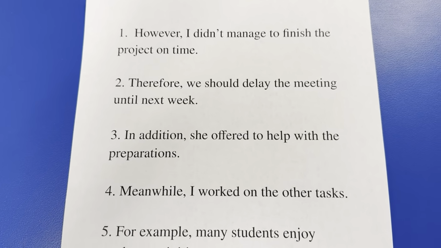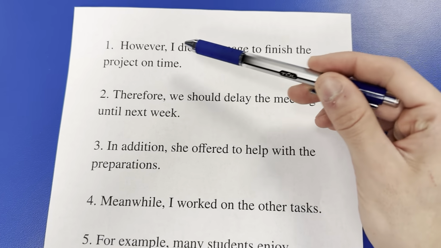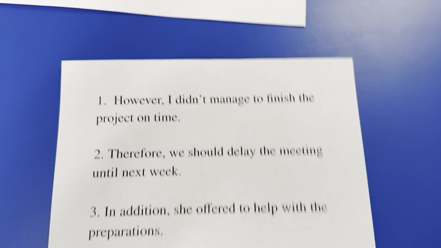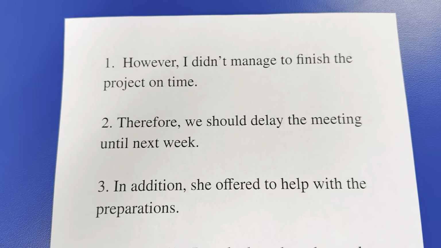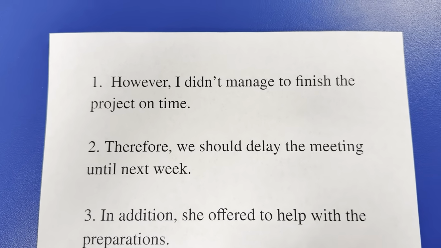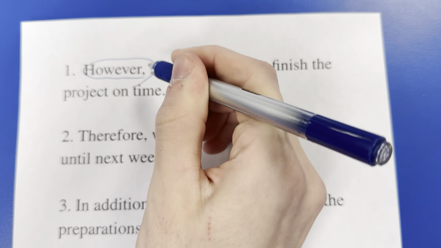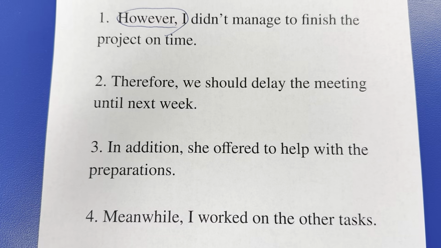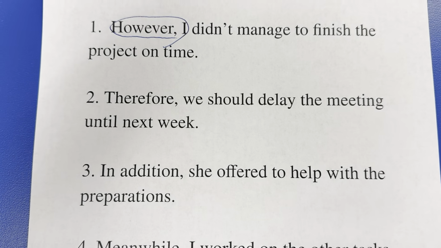Now on this paper, all of them are grammatically correct. They have commas after the transition word. I just need to find the transition word and circle it, which is pretty easy. However, I didn't manage to finish the project on time. Well, that's a transition word, begins the sentence, we put a comma in between it. Therefore, we should delay the meeting until next week.